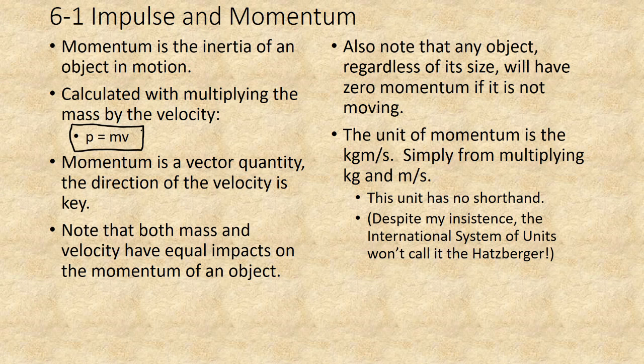And the unit for momentum is kilogram meters per second. We just multiply the two together, and that's it. This doesn't have any shorthand, and the International System of Units still won't recognize my petition to call it the Hatzberger, so we'll just stick with calling it the kilogram meter per second.